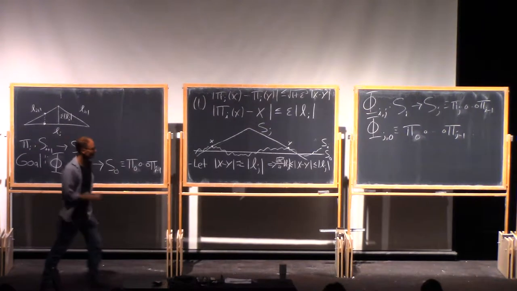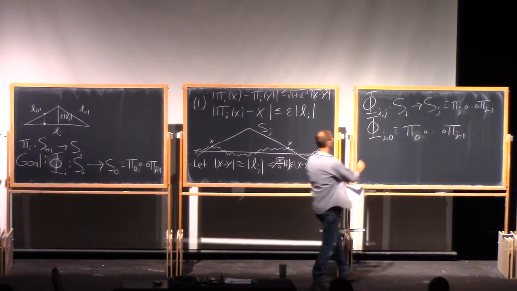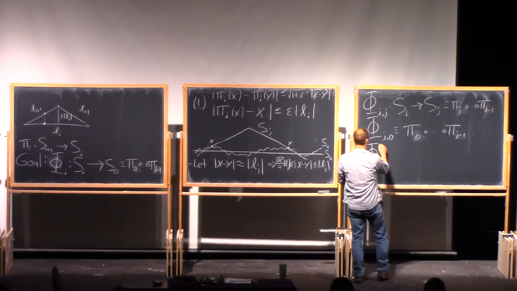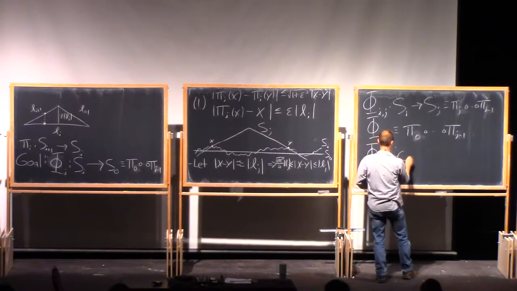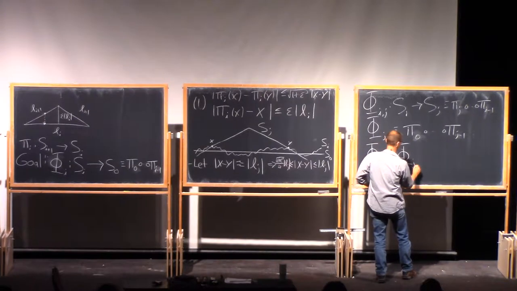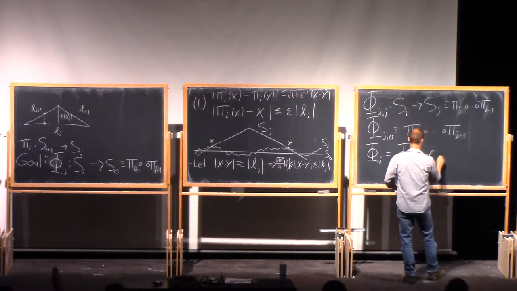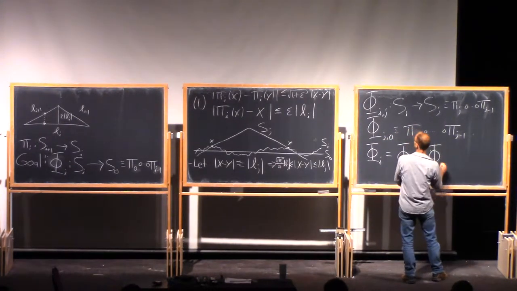Okay, great. So then what I want to do now is simply write phi i as being the composition of these two. Let's make sure I do this one right. So that would be phi j naught composed with phi ij.